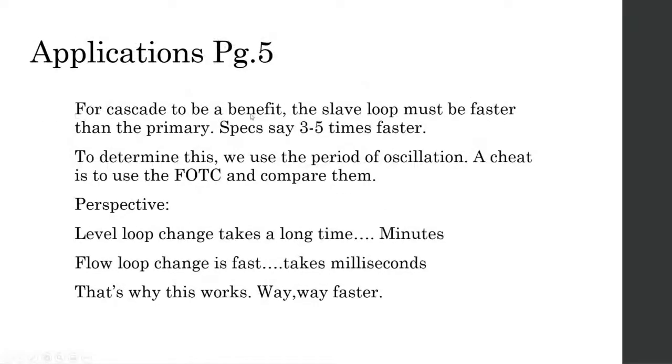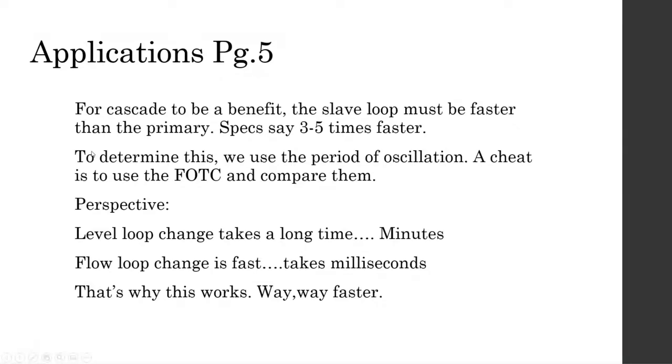So for Cascade to be a benefit, the slave loop must be faster than the primary loop. The specifications in the ILM, I think, say three times faster, but the general industry rule is 3 to 5 times faster. And how do you know what this 3 to 5 times faster is? It's easy. The easy way to do it is to compare the T1 times. You make a change on the flow transmitter, you measure its T1 time, you make a change on the temperature transmitter, you measure its T1 time, and then it becomes pretty obvious to see.